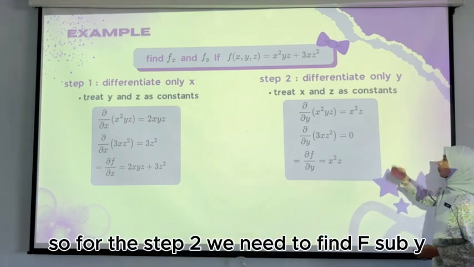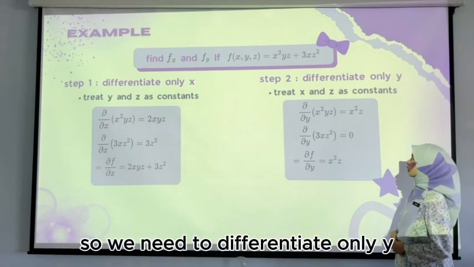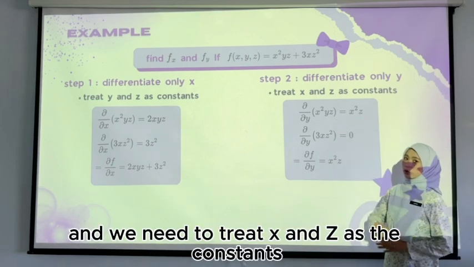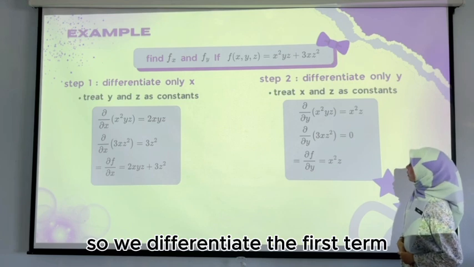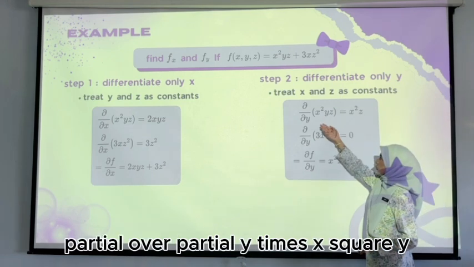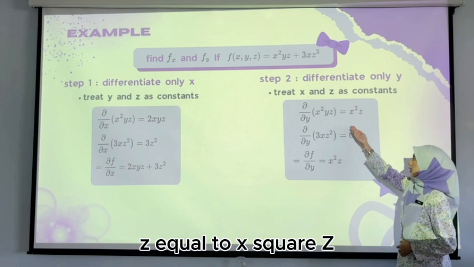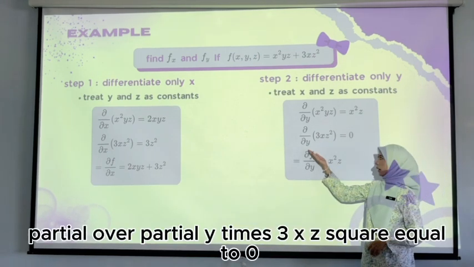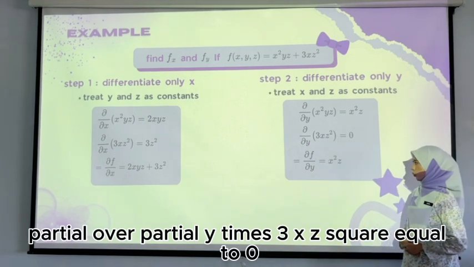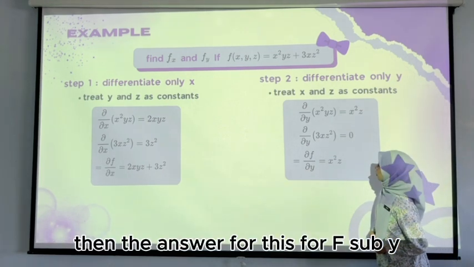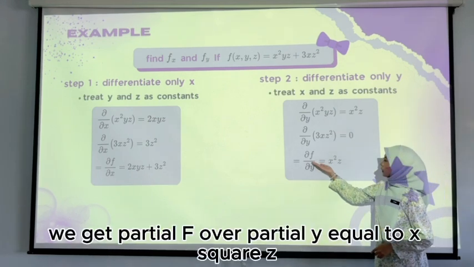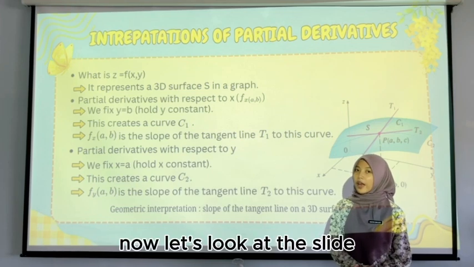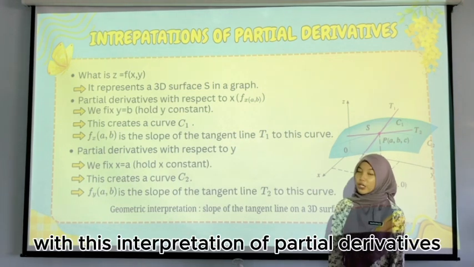So for step 2, we need to find f sub y. So we need to differentiate only y, and we need to treat x and z as constants. So we differentiate the first term, partial over partial y of x squared yz, equal to x squared z. And the second term, partial over partial y of 3xz squared, equal to 0. Then for f sub y, we get partial f over partial y equals x squared z.